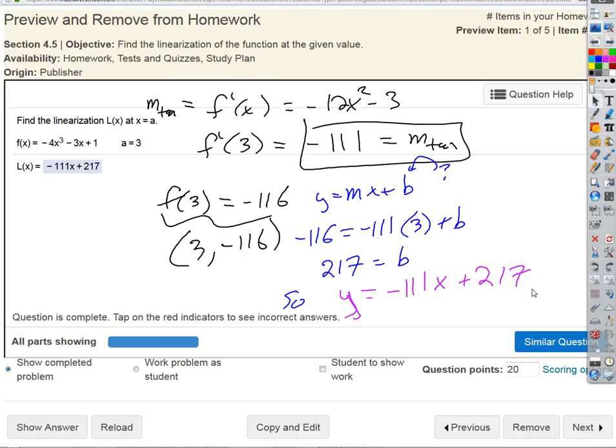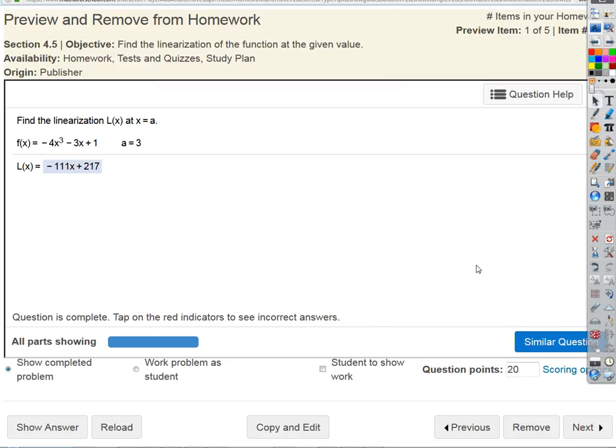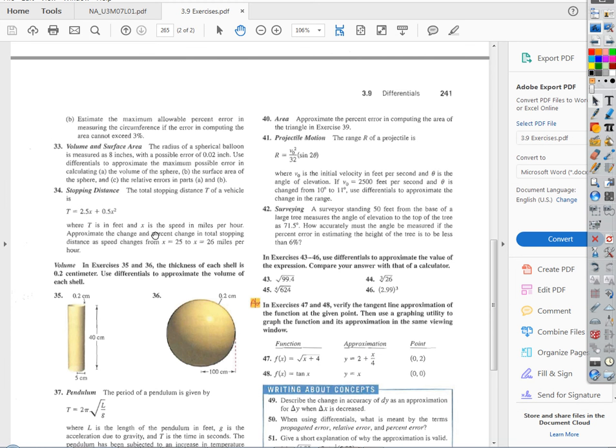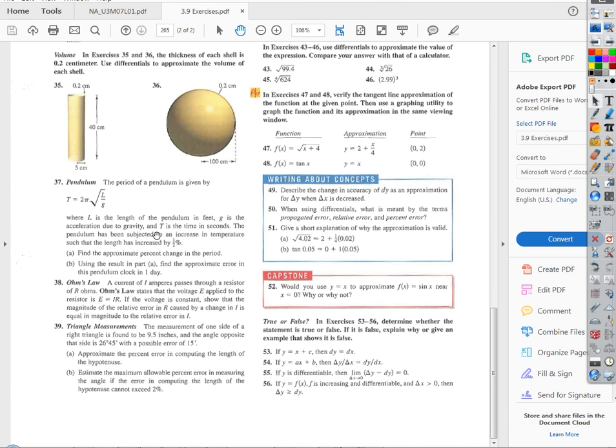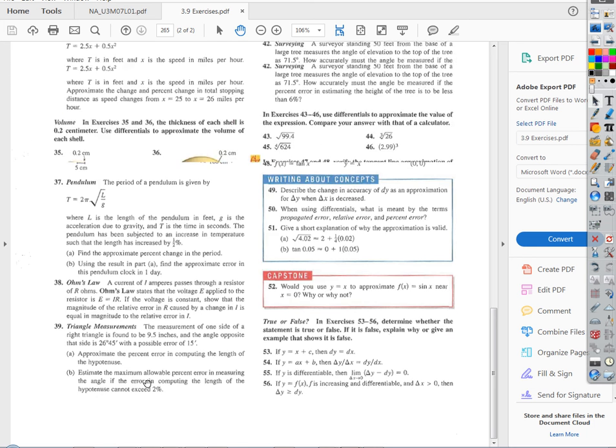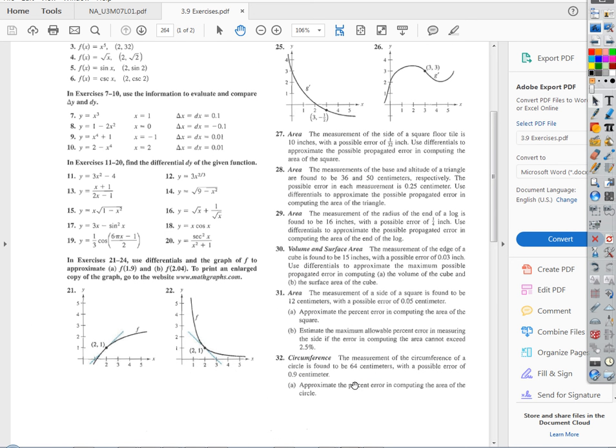Okay. One more I want to go through, though. There's one other kind that I think is really cool that we haven't done yet. Let's look at something like, you take it, find the derivative, and then plug it back into the derivative equation. Okay, let's look at 31, for example.